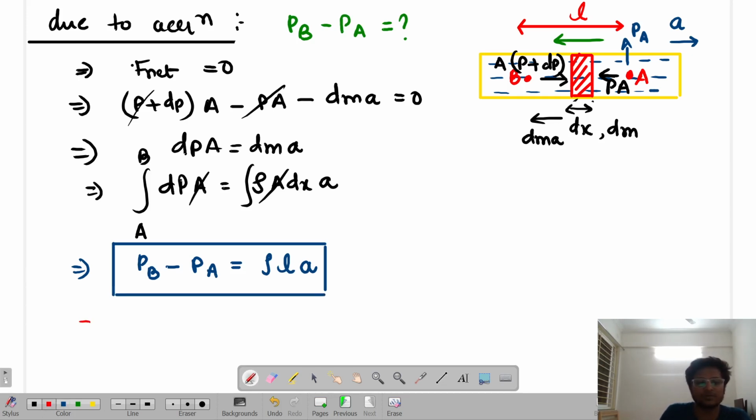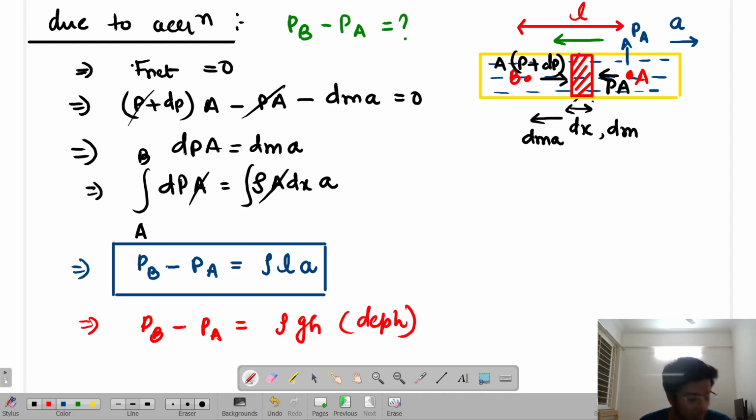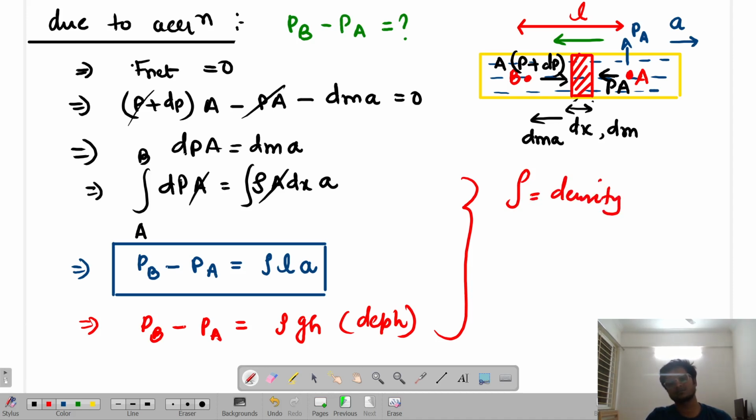That's your formula. Initially, PB minus PA for depth was rho g h. For acceleration it is rho L a, meaning at the horizontal level it is rho L a, where rho is the density of the liquid. Is that clear or not? Can we move to another point?